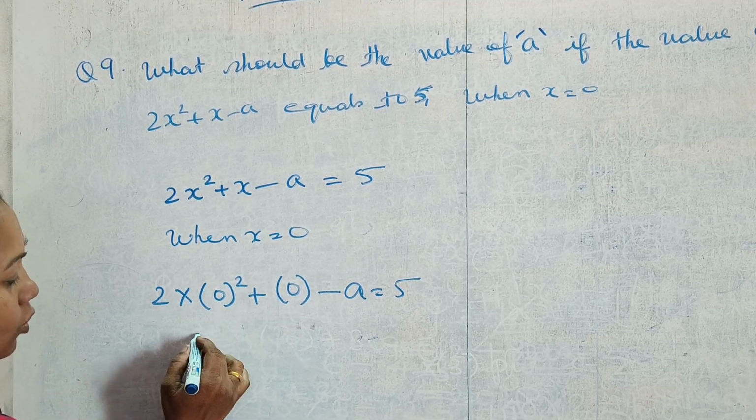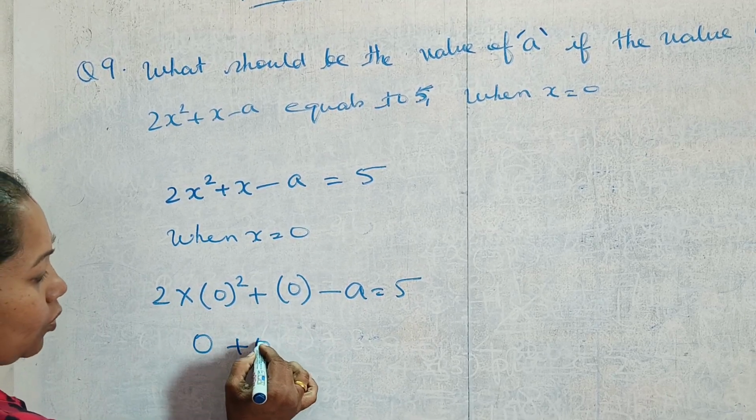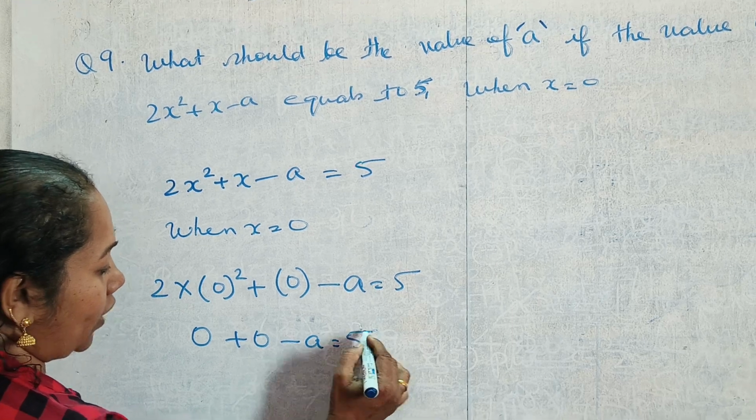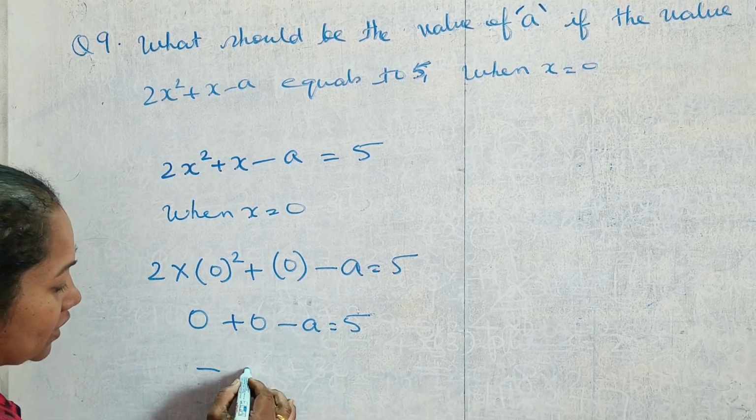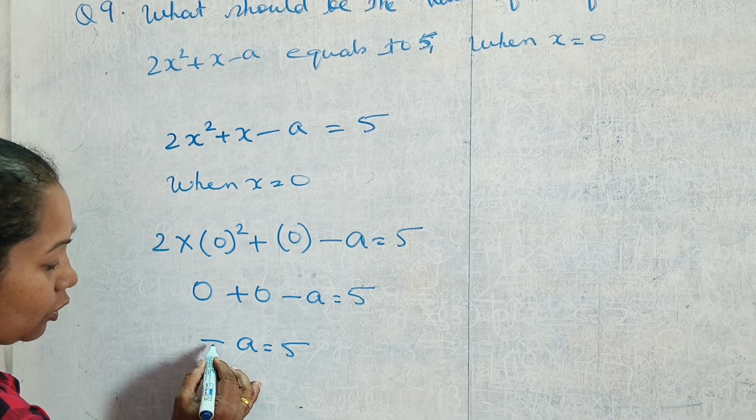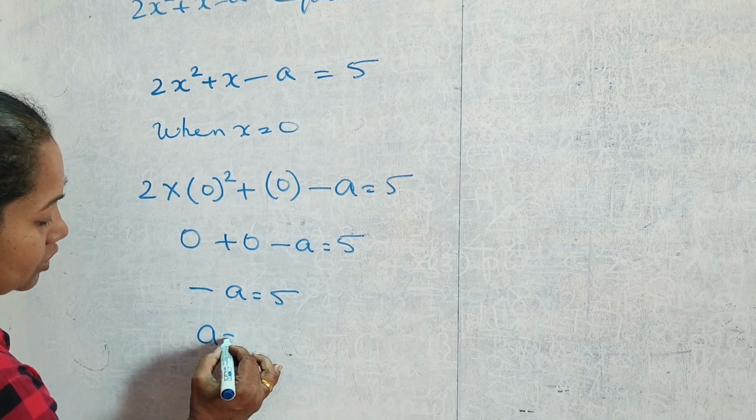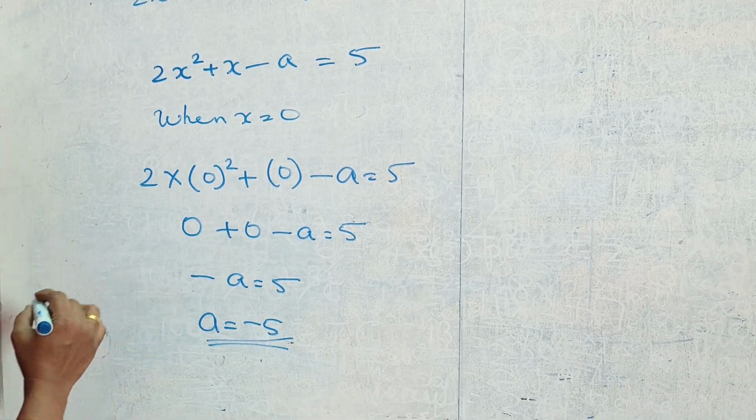Any number multiplied by 0 is 0. Again 0 minus a is equal to 5. 0 plus 0 is 0. So minus a is equal to 5. Now this sign will go to this side. So a is equal to minus 5.